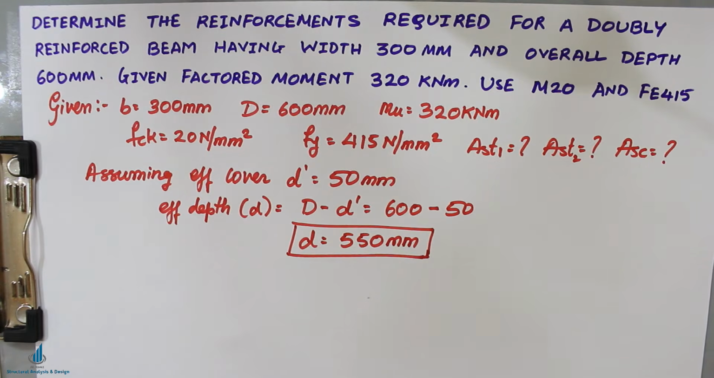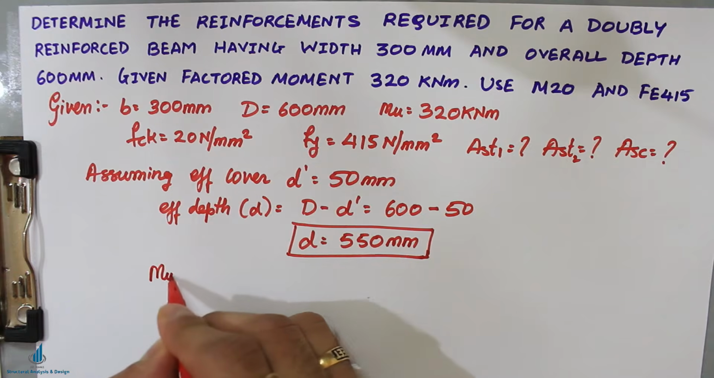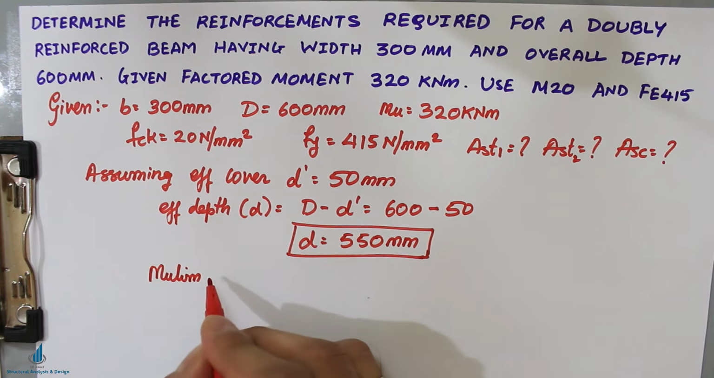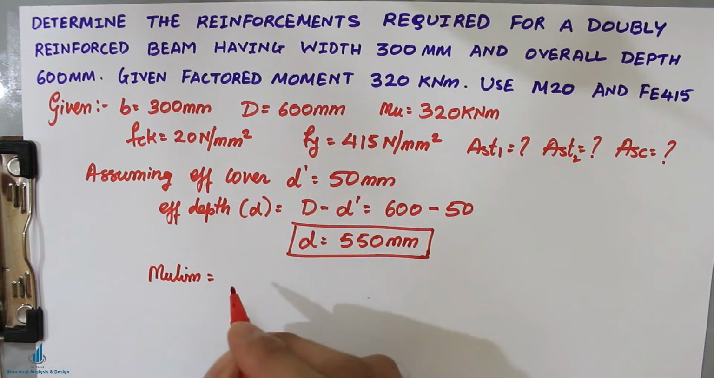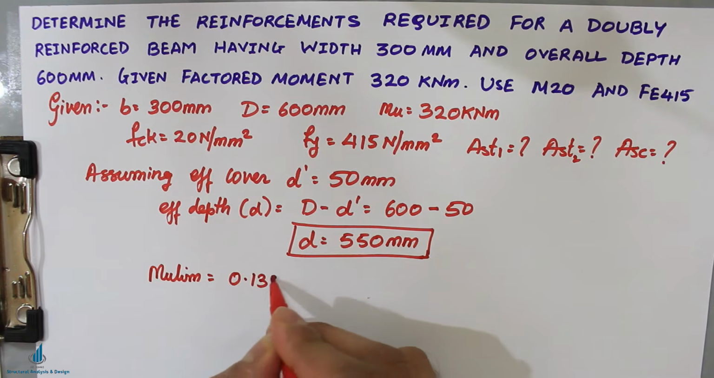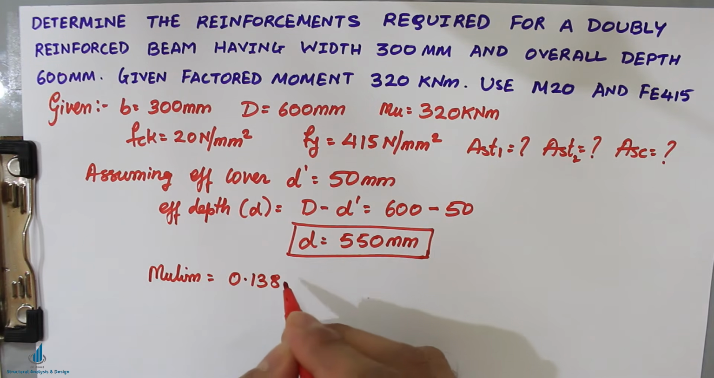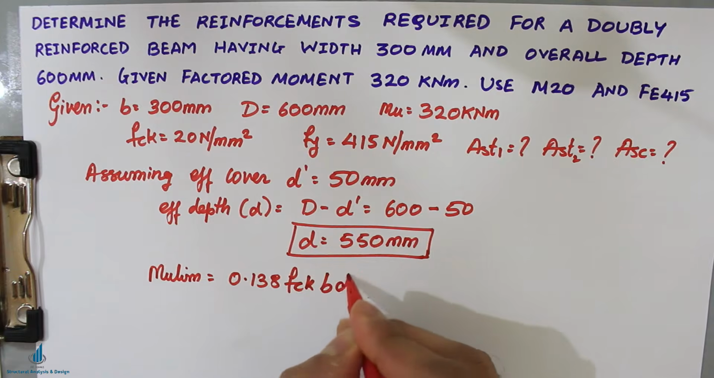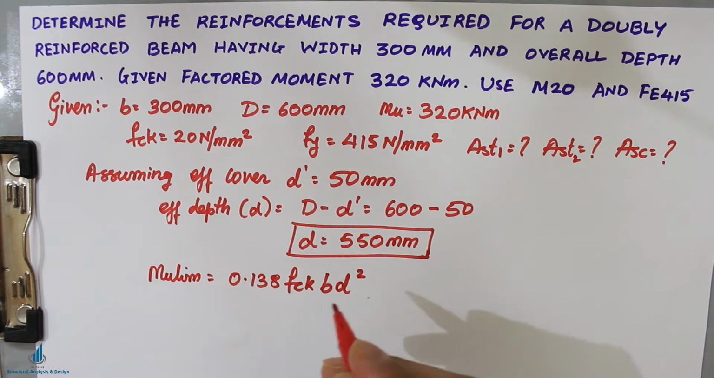Now what you have to find out is whether this beam is doubly or singly reinforced. You can find out the limiting moment. When ultimate moment is greater than limiting moment, we conclude that the beam is a doubly reinforced beam. So that's why we shall calculate the limiting moment of resistance, Mu limit. Our simplified formula for Fe415 is 0.138 fck b d square. How this formula came, this also I have explained in my previous videos.